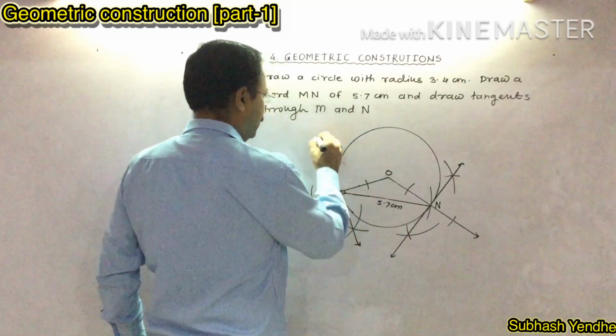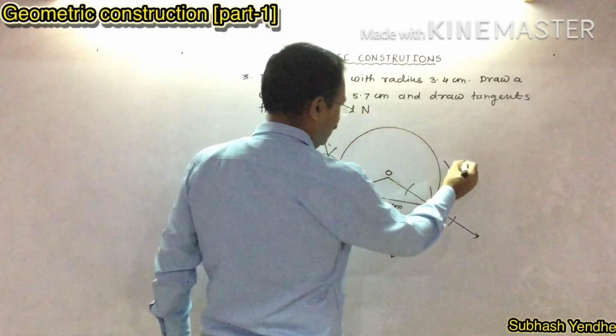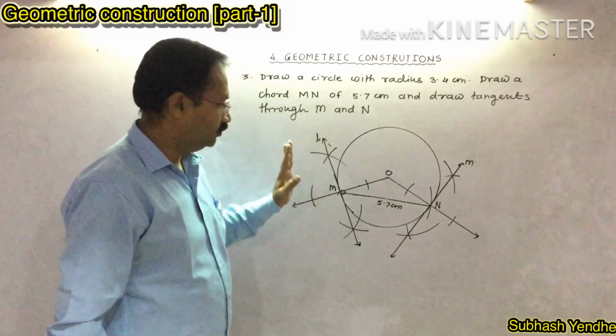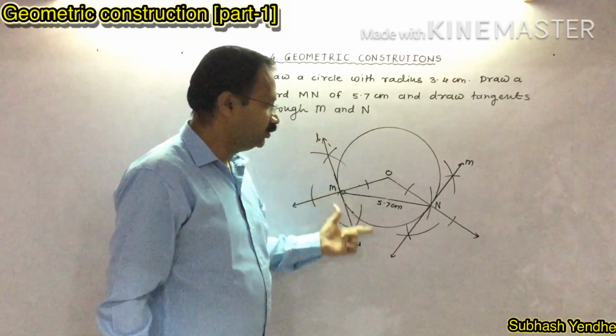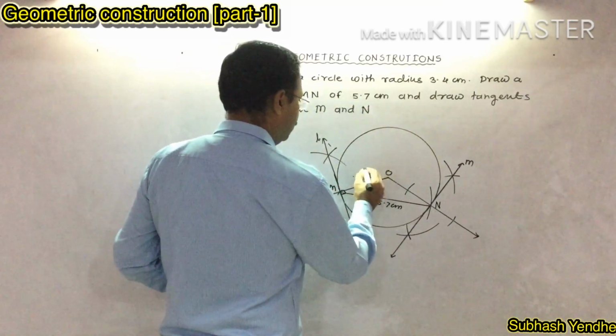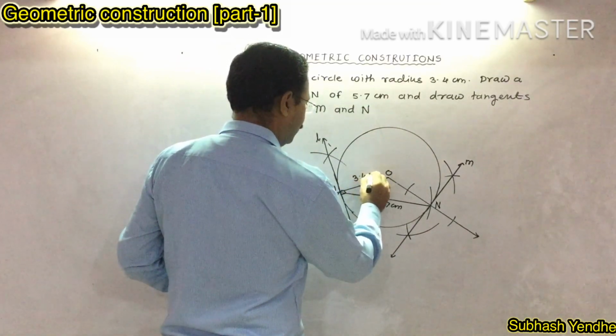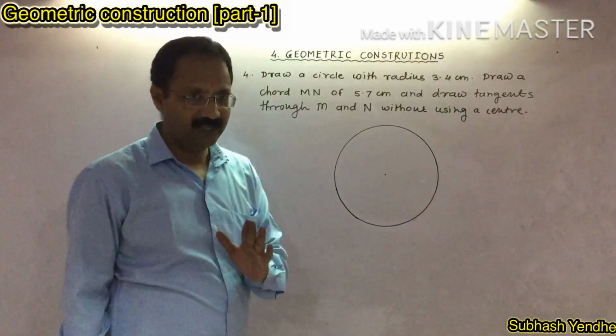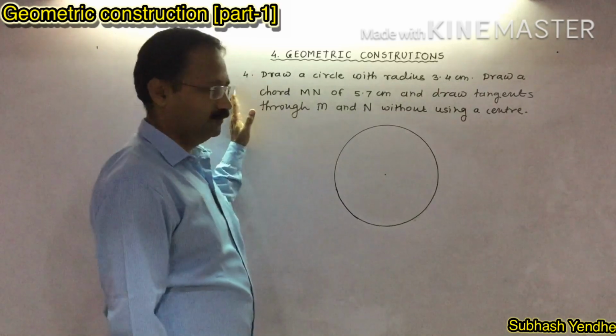So now give the name. Here I am going to give the name L and this is M. Either you can give the name to the lines by two letters and show it. Its distance is 3.4 centimeter. Okay. Let's start with sum number 4.